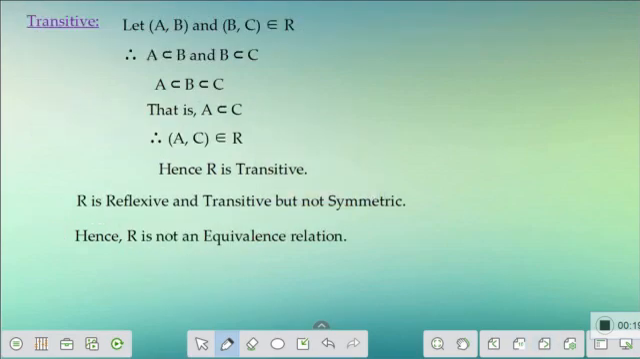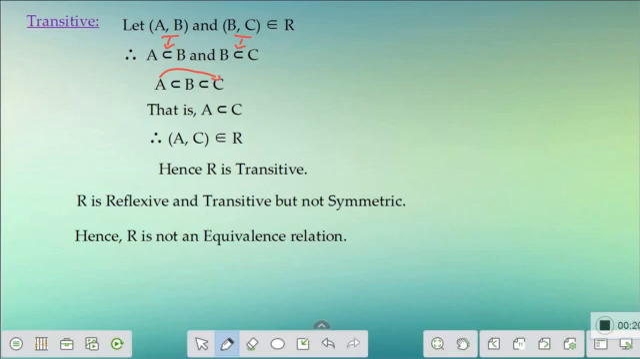Now to check for transitive, let me take two elements in the relation. That is, one is (a, b) and the other one is (b, c). Now when I take (a, b), it means A subset of B, and the ordered pair (b, c) means B subset of C. So we have A subset of B and B subset of C. When I put it together, I can see A subset of B subset of C, which in turn implies that A subset of C. It means that the ordered pair (a, c) is an element in R. Hence, we can conclude R is transitive.